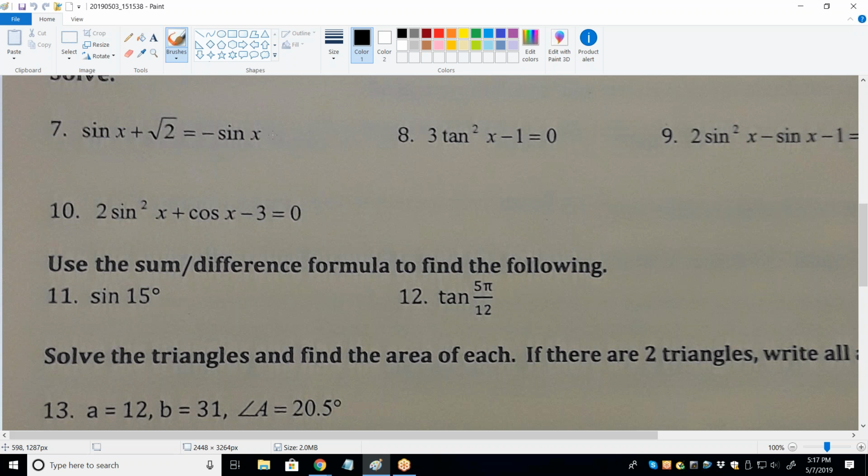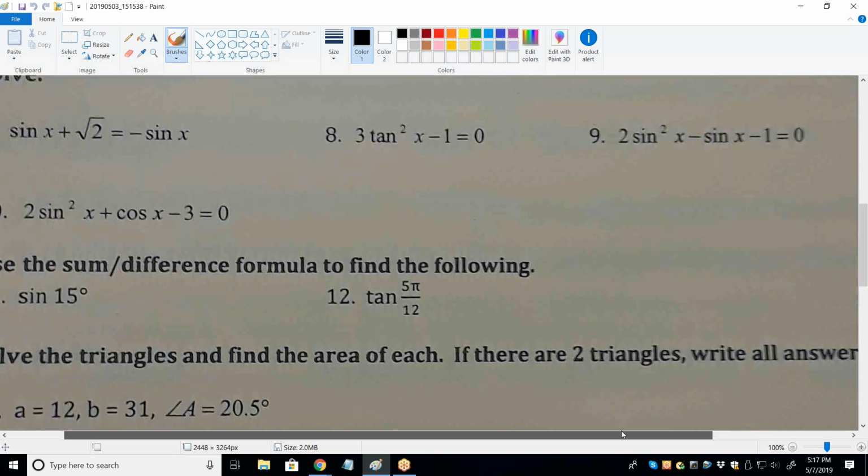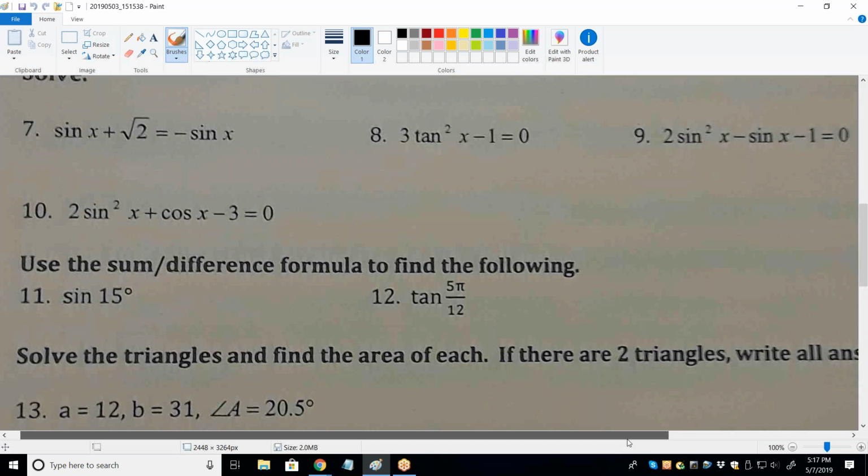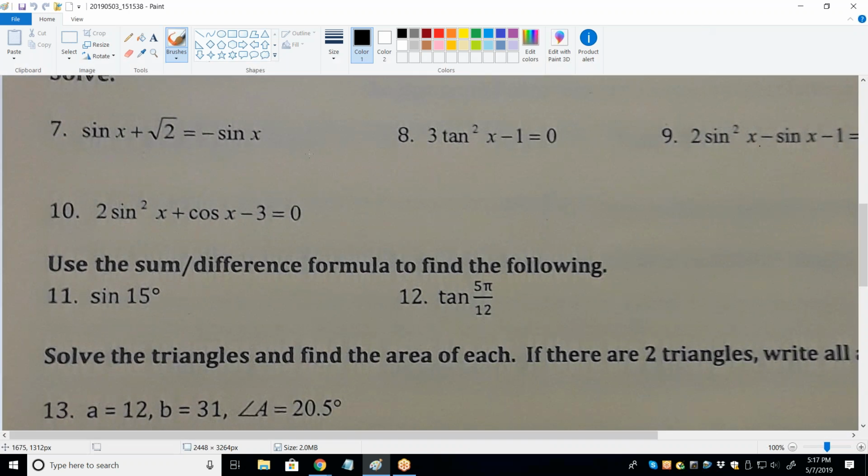Same thing we did number 8. We got tangent squared x equals 1/3, making tangent x equal to plus or minus 1 over root 3. We solved that one. Number 9 we did with a quadratic in sine x. And so you factor it just like you would a regular quadratic, and you go from there. Correct me if I'm wrong. I'm sure we did those 3. And we might have even done number 10. Did we do number 10? No. Okay, let's talk about it.